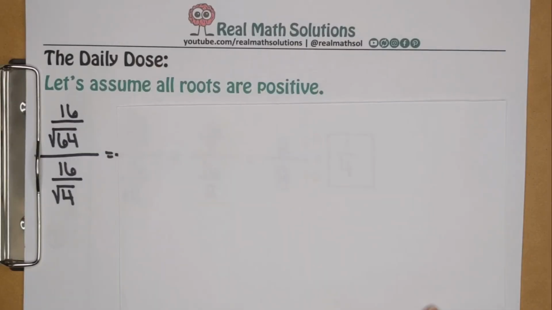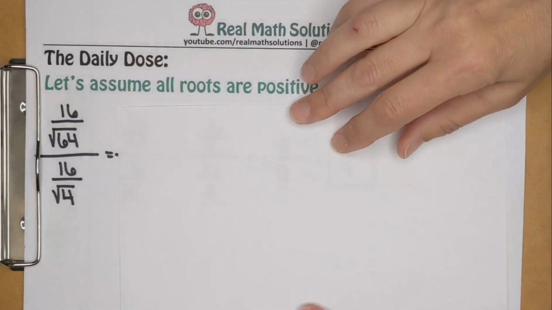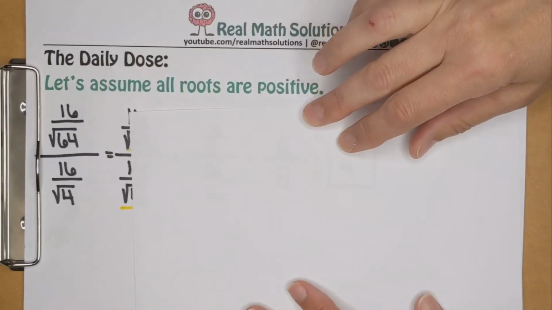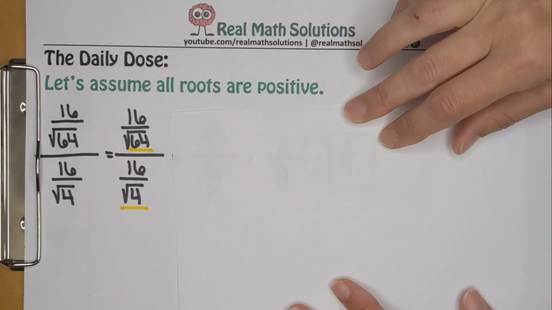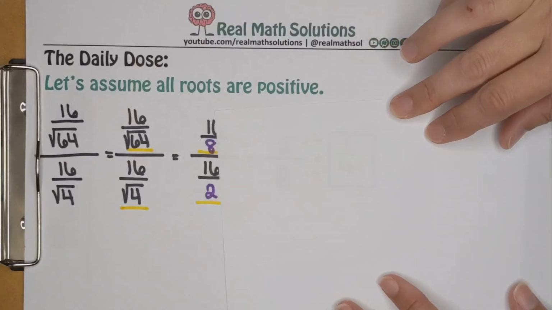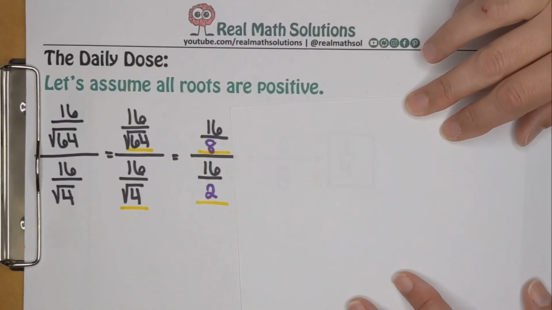Let's test to see how well we can evaluate expressions that include square roots. For simplicity's sake, we're going to assume that all of our roots are positive. Well, first we need to simplify our numerator and denominator, and we'll start by taking the square root of 64 and 4. The square root of 64 is 8, and the square root of 4 is 2.